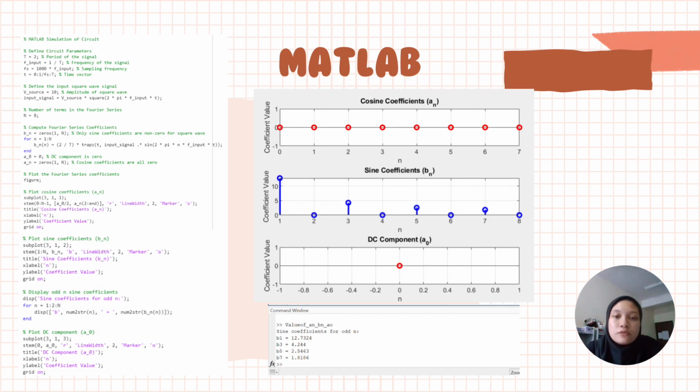So as we can see from the command window below, we got the values of Bn: B1, B3, B5, and B9, and the graph visualized above shows the values of An, Bn, and A0. So to conclude, the sine coefficients Bn are verified with the manual calculation.